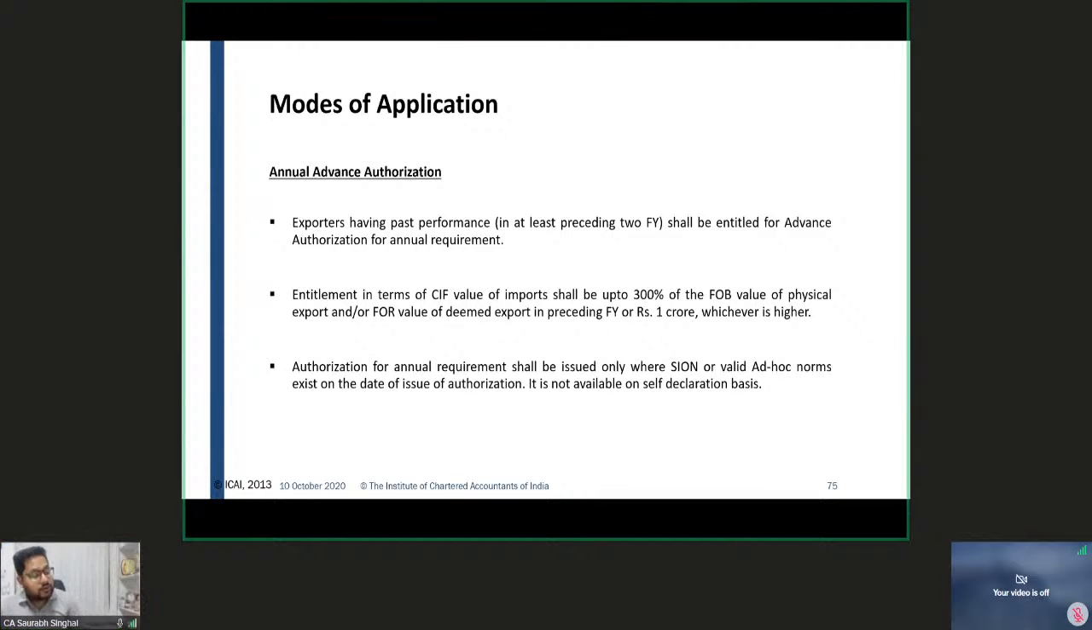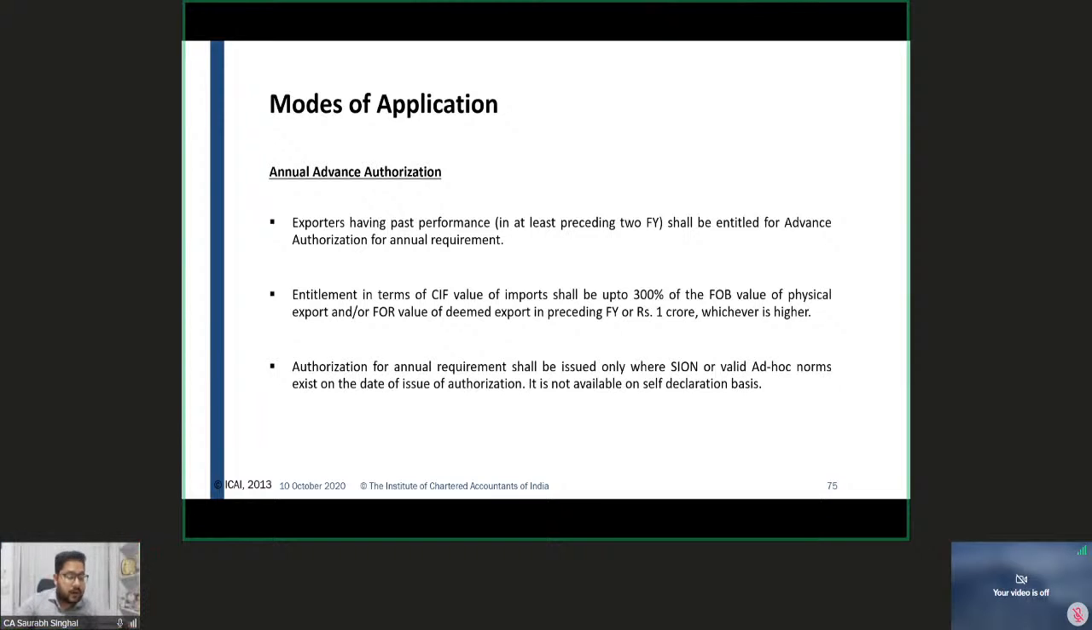Generally, what you get as an advance authorization is export order wise. Suppose you have got an order for 100 mouse, you take an advance authorization. Then you got an order for another 50 mouse, then you take an advance authorization. Then another 500 mouse, you take an advance authorization. But you can also, as an alternative, avail advance authorization as an annual requirement. If this is my annual requirement, you grant me advance authorization once. But that shall be given to you only if you are a high value exporter. You have a performance in the last two preceding financial years.